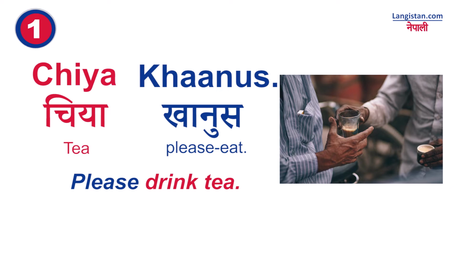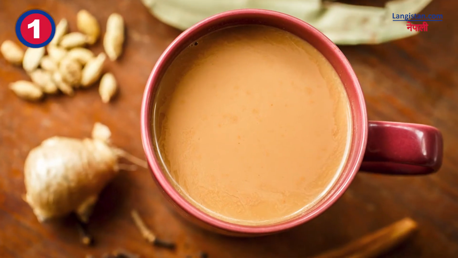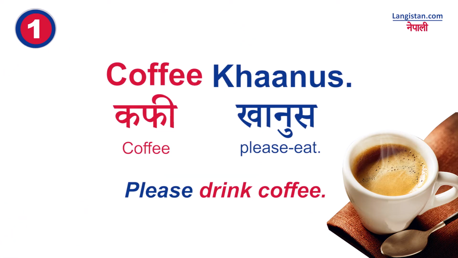Funny thing, in Nepal, people also use khanus or khanu for drinking. Generally, people separate drinking and eating, but in Nepal, you might see people mixing it. Even for drinking, they will say khanus. Hey, chia khanus. Chia means tea, like masala chai. Or coffee, for example. People say khanus. If you technically translate, it's like eat coffee, but you don't eat coffee, you drink coffee. But in Nepal, it's okay. So for both drinking and eating, you can use khanus.